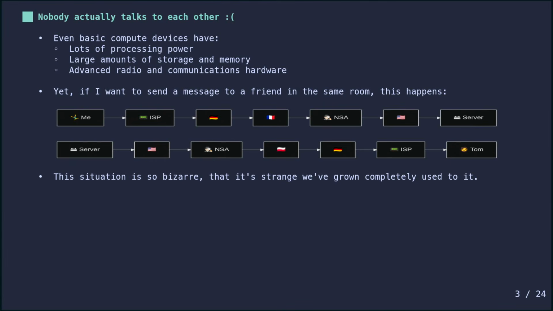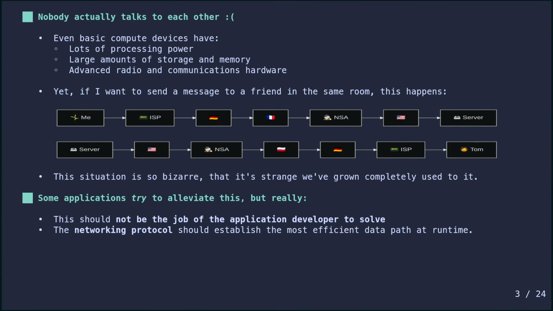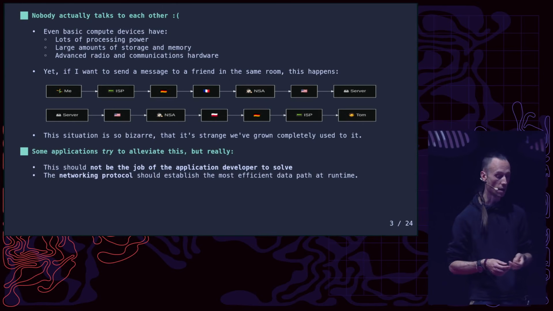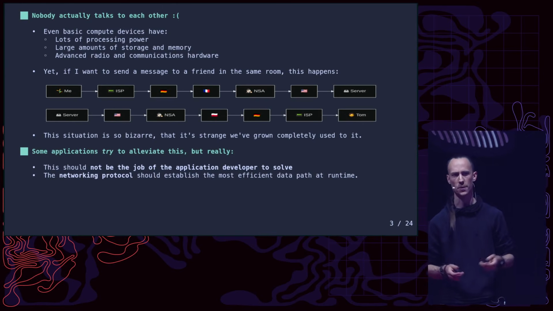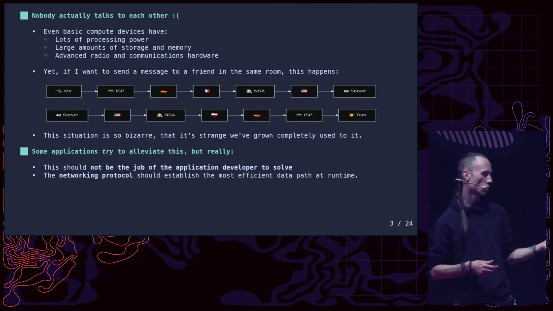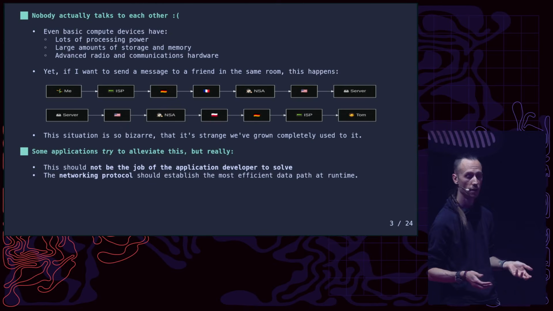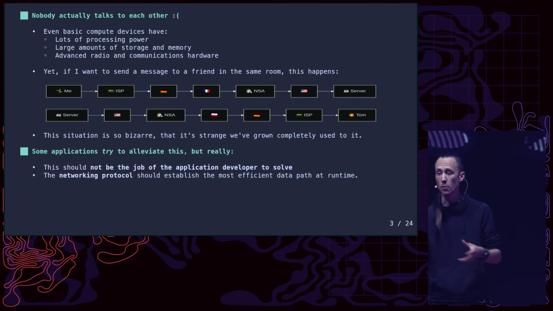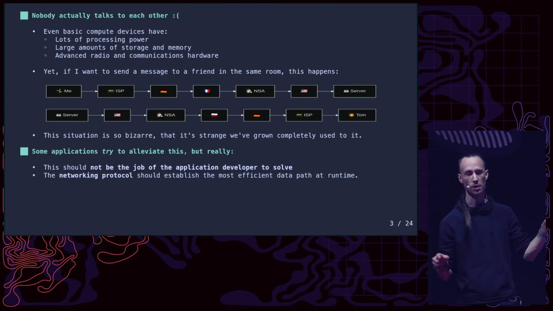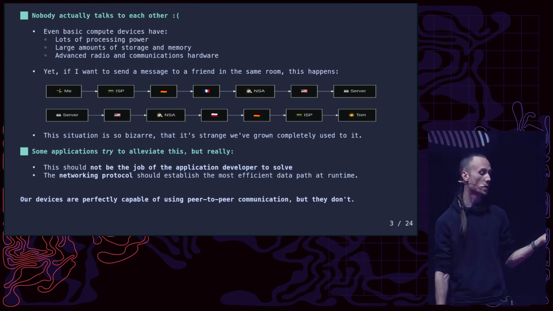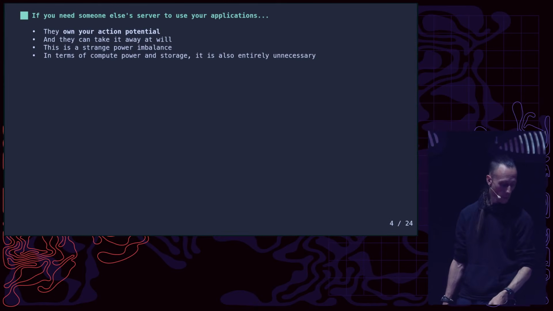And when you think about it, this situation is actually pretty bizarre. And it's quite strange that we've grown so used to it. Some applications try to alleviate this by, for example, using technologies like Bluetooth and other existing technologies. But ideally, it should not be the job of the application developer to solve this. It should not be something that's plastered on as an afterthought. It should be something that the networking protocol itself is able to handle. And the networking protocol should be able to get data from point A to B in the most efficient way, and ideally without having to involve any unnecessary intermediaries along the way. So our devices are perfectly capable of using peer-to-peer communication, but they don't.